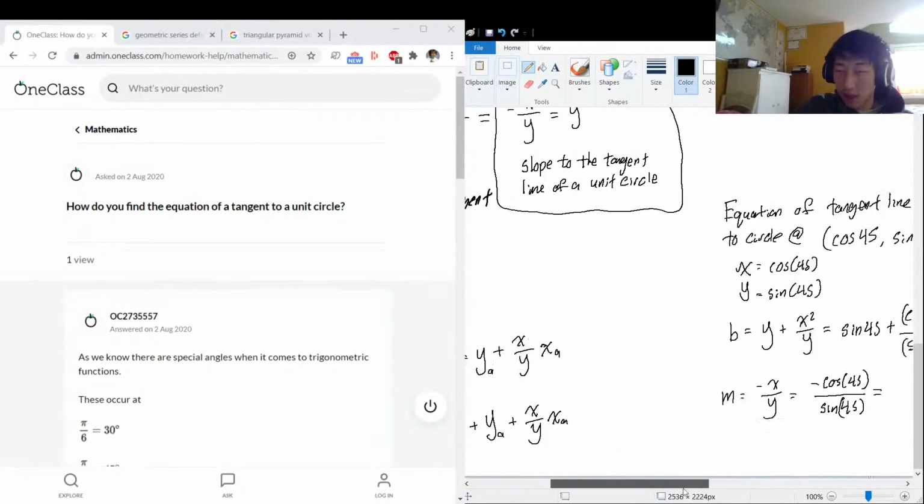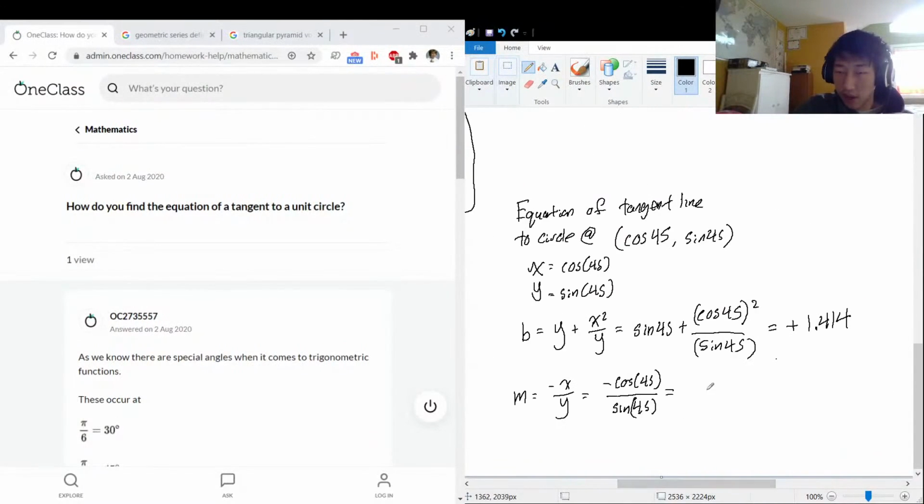Awesome. So then we can find our slope, which is negative cos 45 divided by sine 45. I believe that's negative 1. Let me just verify. Yep, it is just -1.